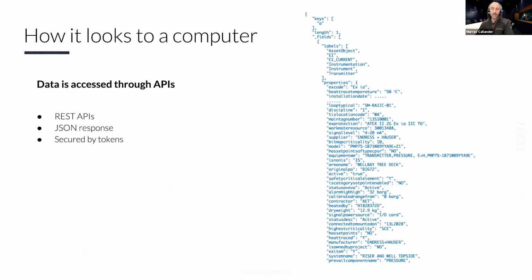Now, if you were using this in a program, you would actually use the API and you'd get a JSON response. So this is how the data model would look to a computer that was talking to it. There's a number of calls you could make, and one of them might be, give me all related information to this object, and you'd get a JSON response, something like this, and that can then be used in a Python program.